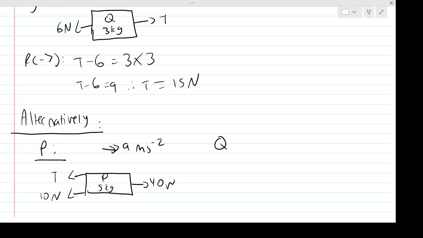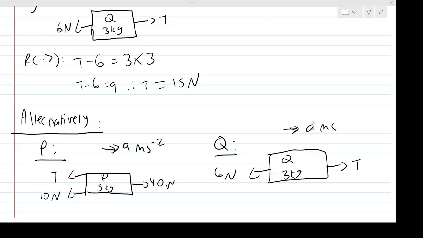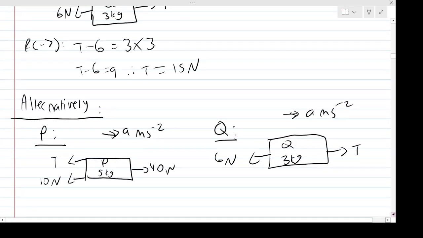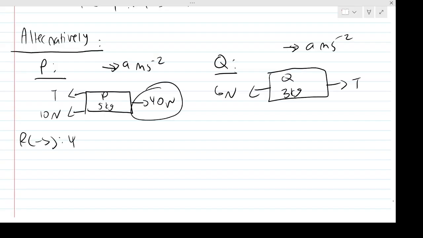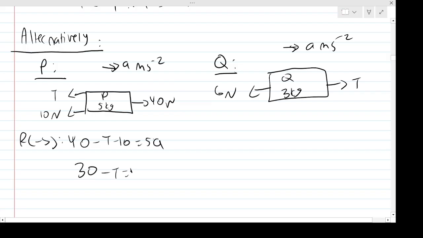And then if I consider Q, well, again, Q is 3 kilograms, is being pulled forward by the tension and backwards by 6 newtons. Again, accelerating at A. Now, what I could do instead is, if I consider the two particles separately, I get two different equations. So if I resolve forwards in both of them, well, firstly, for P, forwards is 40, take away the two backwards forces, so take away T, take away 10 equals MA, so 5 lots of A. So then 30 take away T is 5A.